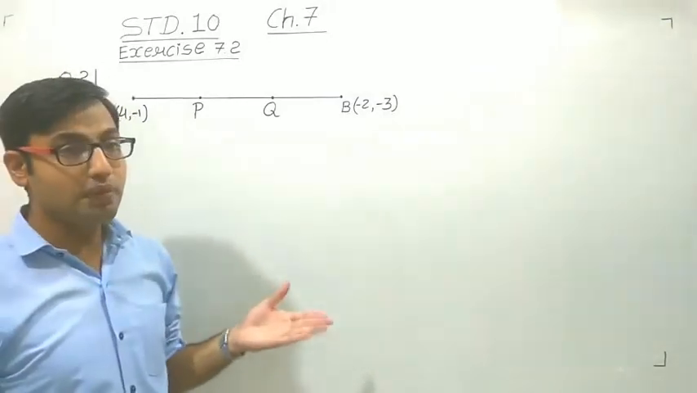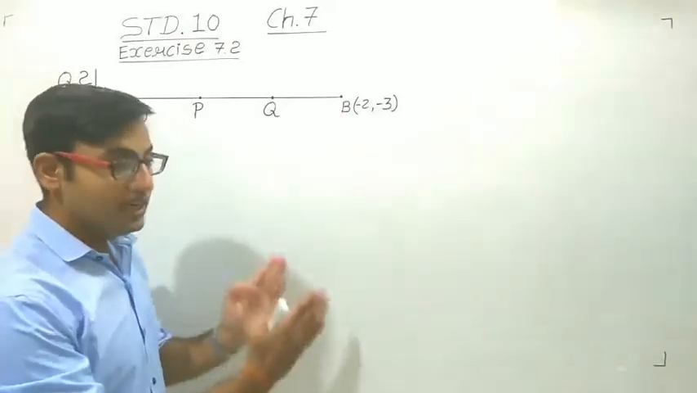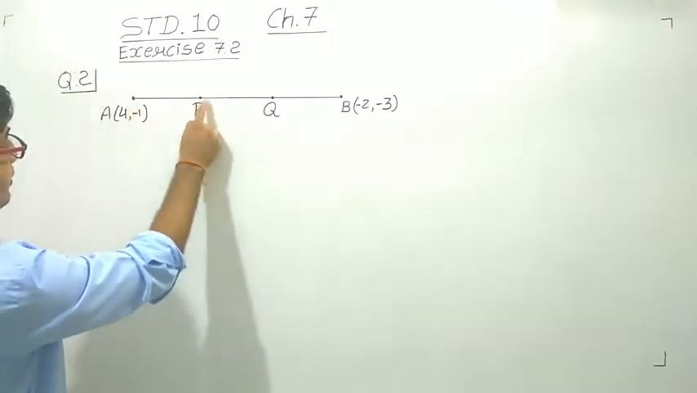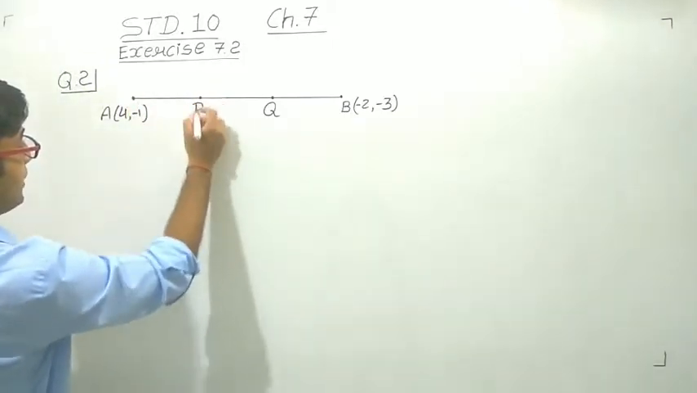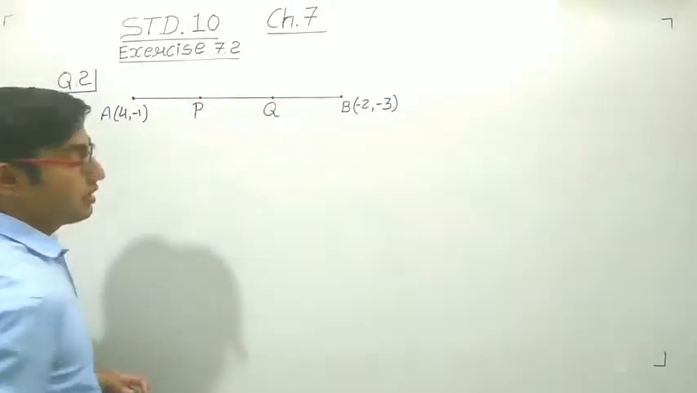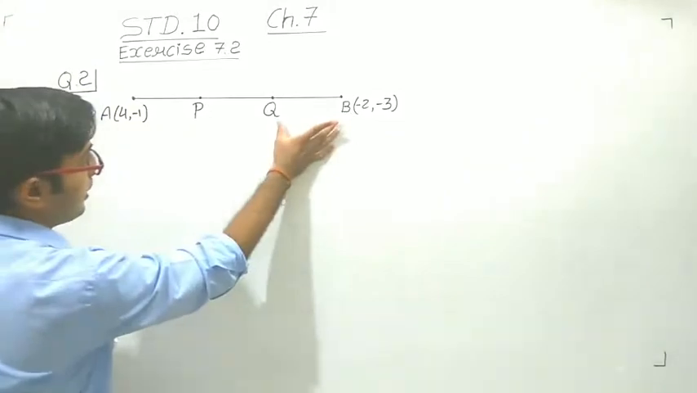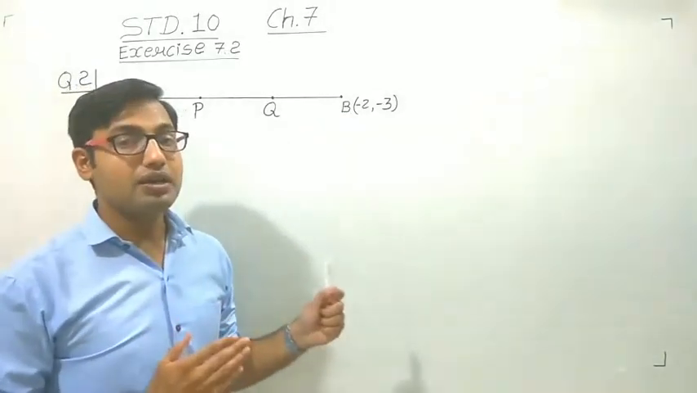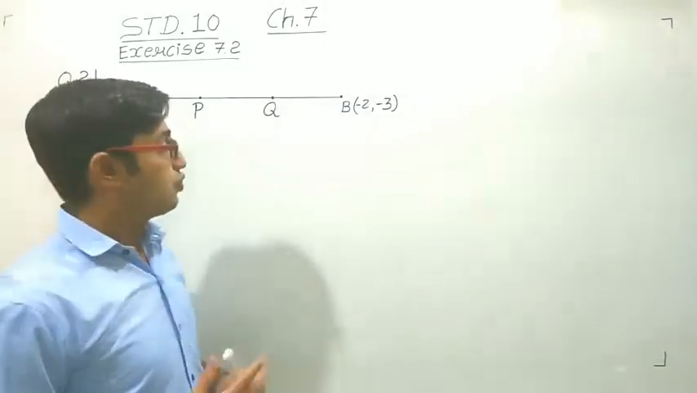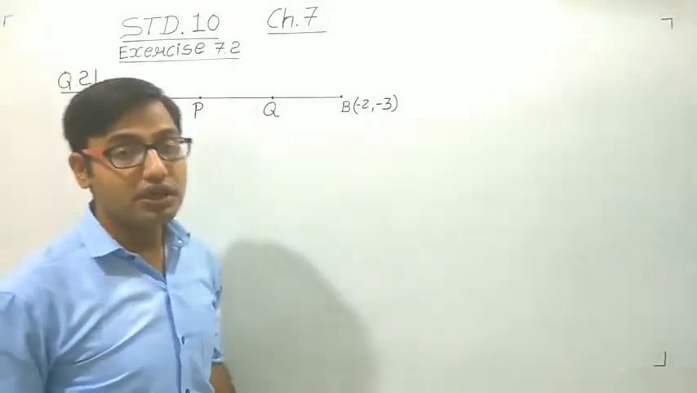Now we have to find the points which trisect this line segment. Trisect means three equal parts. When we make three equal parts of this line segment, we get the first point here, let's suppose the point P, and the second point here, let's suppose the point Q. So here we have one part, second part, and third part, a total of three parts. But here we use two points, so we have to find the coordinates of point P and the coordinates of point Q.